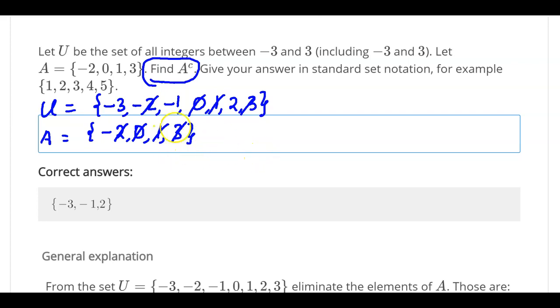Let me show you what the numbers are. My -3 is in A complement. My -1 is in A complement. And my +2 is in A complement. So what I did was strike off the numbers that are in A from the universal set. Whatever is remaining is my complement. So here, my A complement is -3, -1, and 2. Let's do one more example just to be on the safe side.